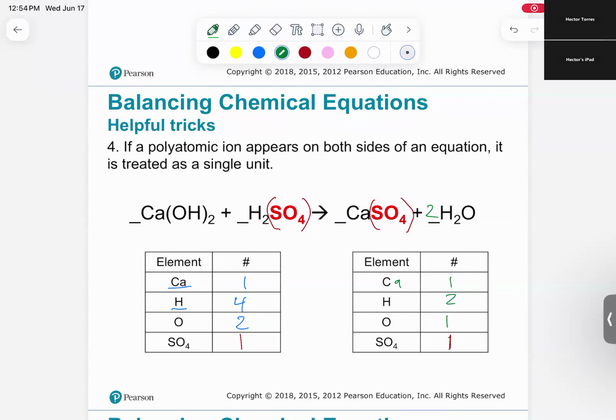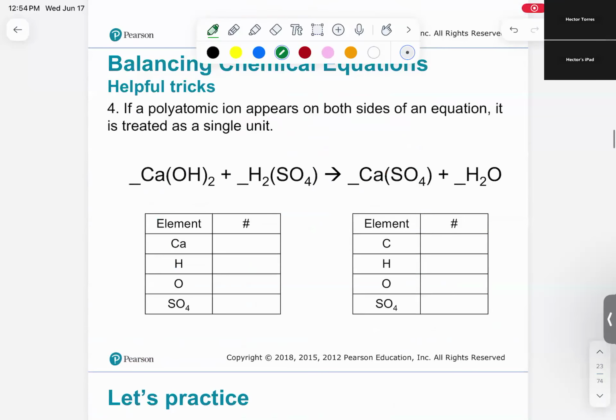Okay, so now let's see if it worked. Don't forget, I put a 2 here. So let's look at how many I have. I have 1, I have 4 hydrogens, I have 2 oxygens. Don't forget that coefficient. And then for our polyatomics, I just have the 1 here. Okay.